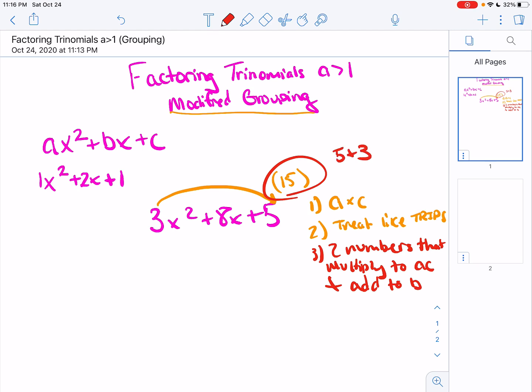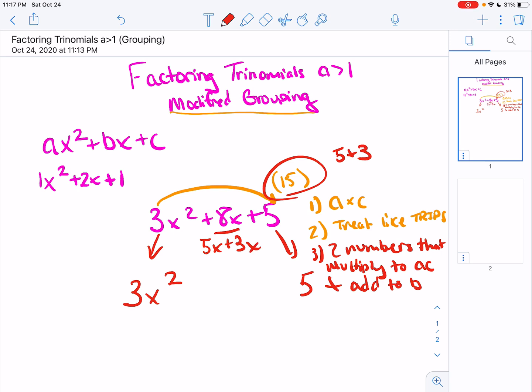So what's the big deal? Why did we actually do this? Well, the reason we found the 5 and 3 is that it gives us a way to break up this 8x into 2 different terms. So we bring down our 3x squared and our 5, and we break up the 8x into 5x plus 3x. Notice how 5x plus 3x is 8x.